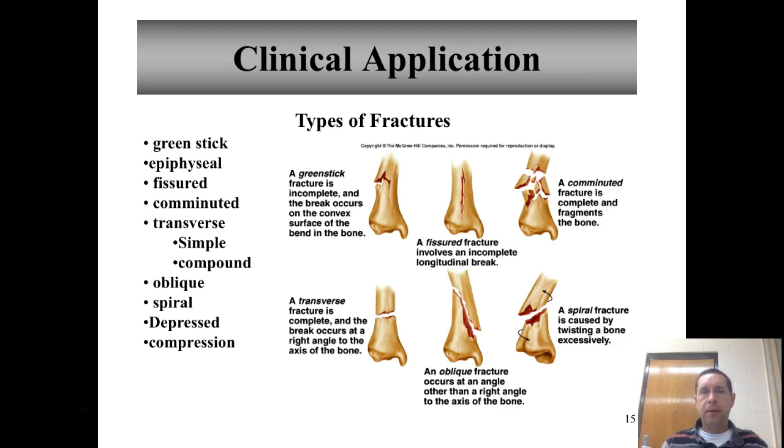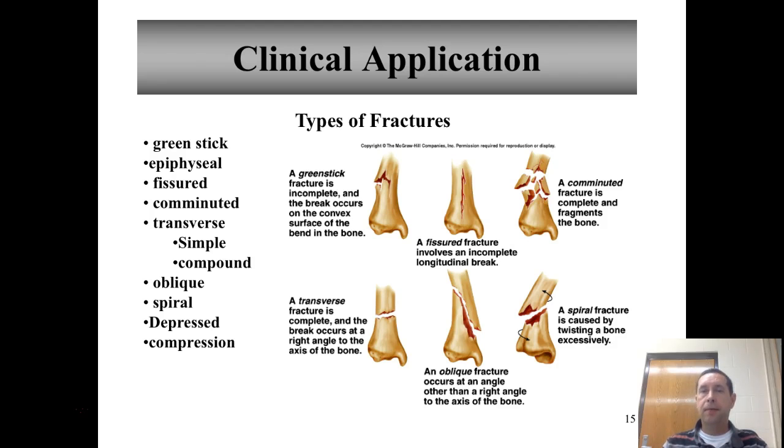One of the more common ones that happens in children are greenstick fractures. This is an incomplete break. It happens on kind of the outside surface of the bone when it's bent, and it's like a crack in the bone. Because children's bones are not fully formed yet, they're more flexible. So we tend to get these incomplete breaks, kind of like taking a green twig and trying to snap it in half. It doesn't break.